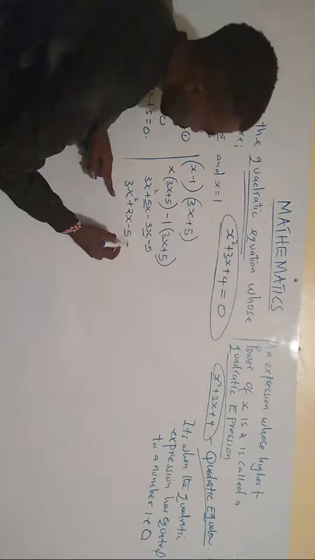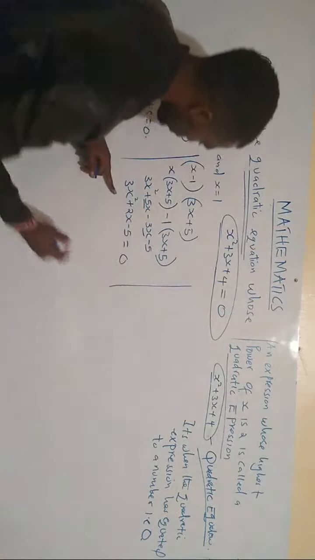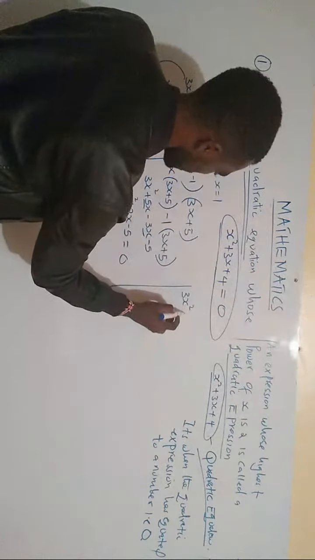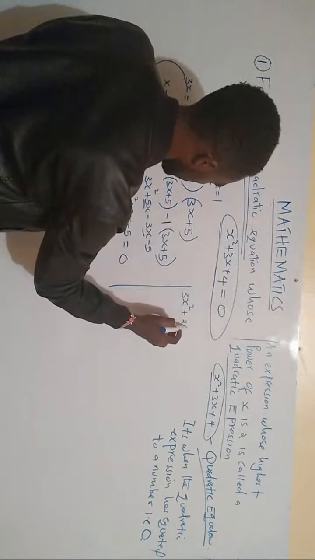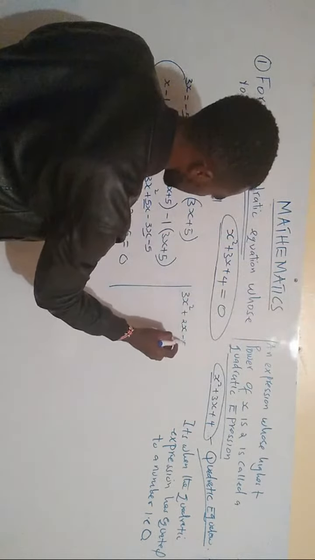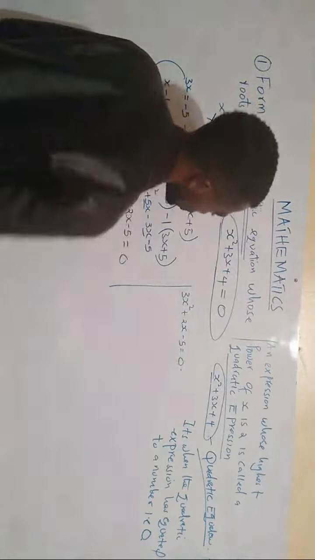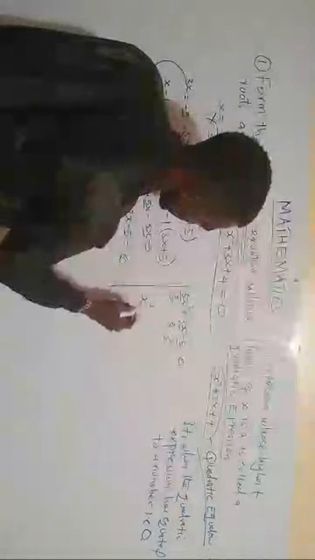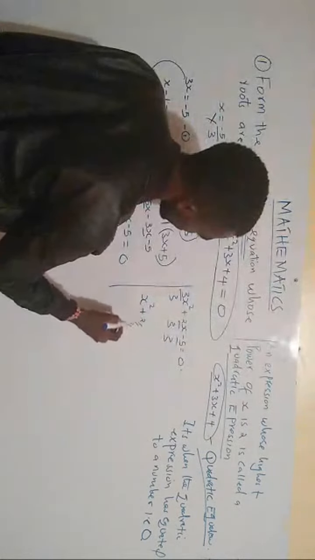Then we can equate this to 0. So our quadratic equation will be 3x squared plus 2x minus 5 is equal to 0. You can make x squared the subject by dividing through by 3, and we can say x squared plus 2/3 x minus 5/3 is equal to 0.